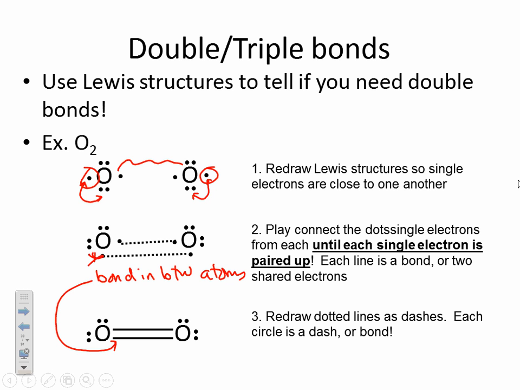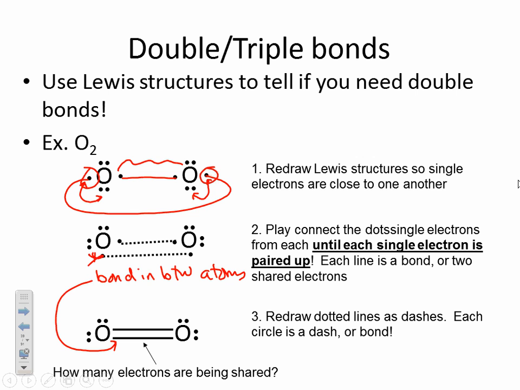Now notice we had to connect the dots not just once, but twice, right? We had to connect these guys, and then we had to connect these guys. So this is a double bond. There is a double bond in oxygen atoms. How many electrons are being shared here? Well, we have a double bond, so that is 2 lines, so 4 electrons. 4 electrons in that double bond. So that is the end of this particular video, and we will be practicing drawing covalent bonding in class.